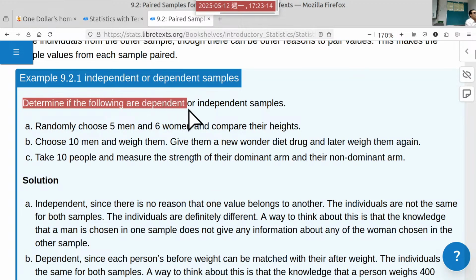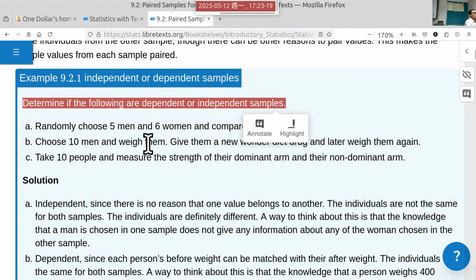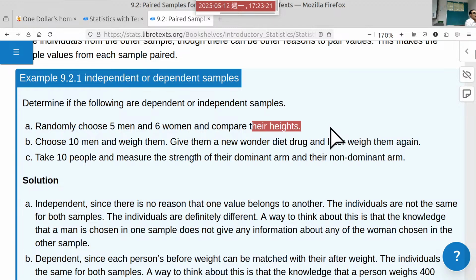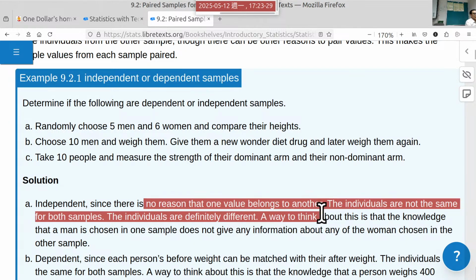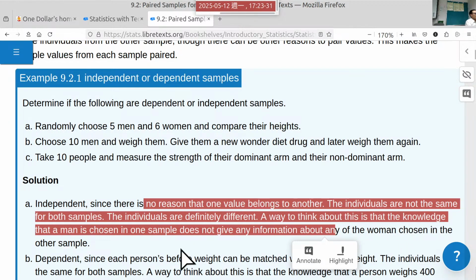Determine if the following are dependent or independent. Randomly choose 5 men and 6 women and compare their heights. Solution: they are independent, since there is no reason that one value belongs to another, and the individuals are not the same in both samples. The individuals are definitely different. A way to think about this is that knowing which man is chosen in one sample does not give any information about which woman is chosen in the other.